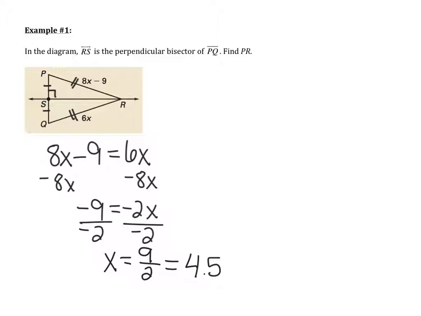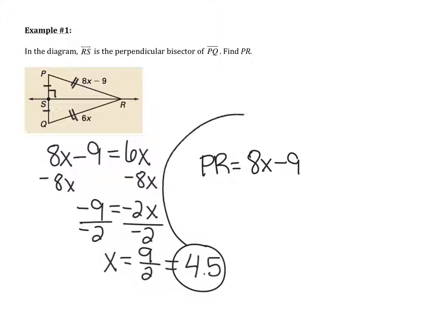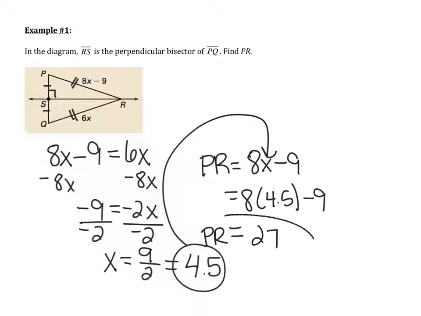So remember, my ultimate goal is to find the length of PR, not just to find what x is equal to. So to find PR, I'm going to plug it back into here. So PR is equal to 8x minus 9, and now I'm going to substitute 4.5 in for x. So it'd be 8 times 4.5 minus 9. And I end up with 27. So PR is 27. If PR is 27, so is QR.